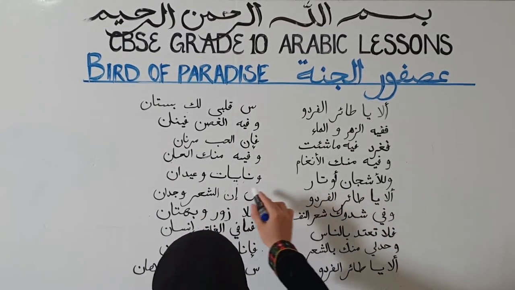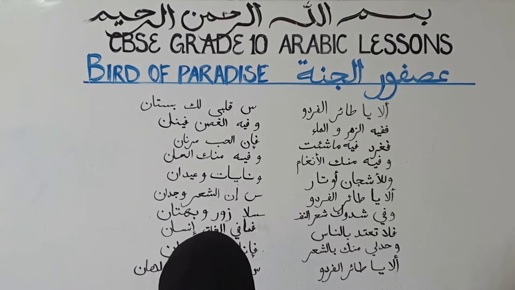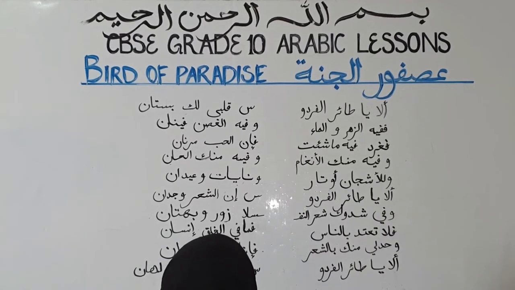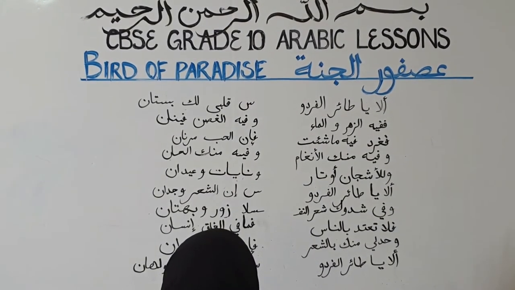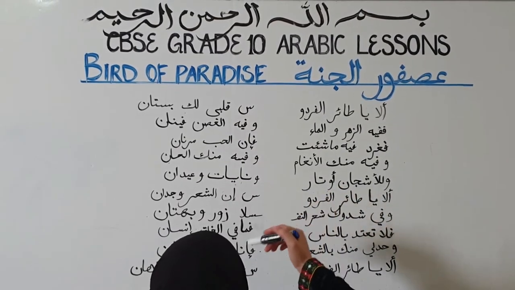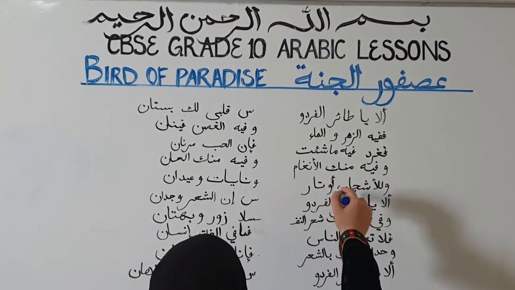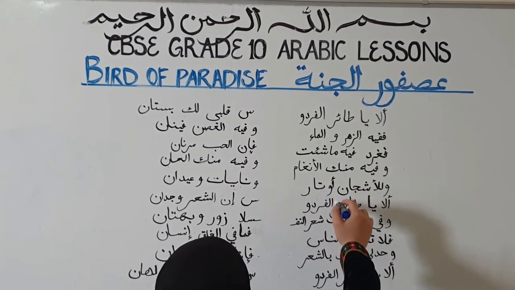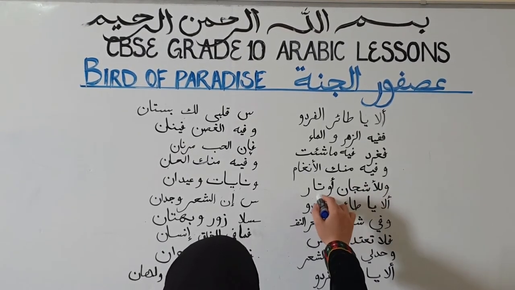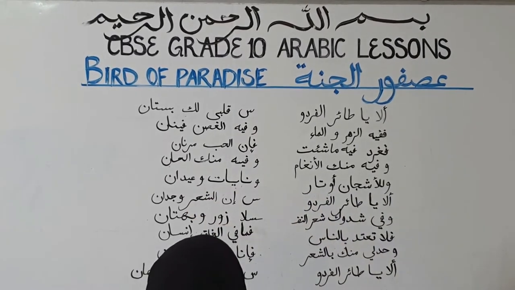وَلِلْأَشْجَانِ أَوْطَارْ وَنَايَاتْ وَعِيدَانْ. And for sorrow, there are strings, flutes, and lutes. So he is comparing the trees or the branches of his heart, which he has dedicated all to the bird, with strings, flutes and lutes, which are used by the bird to sing, and which he uses as music for the song of the bird. Walil ashjani, and for the sorrow, autar, strings, wanayat, flutes, wa'idan, and lutes.